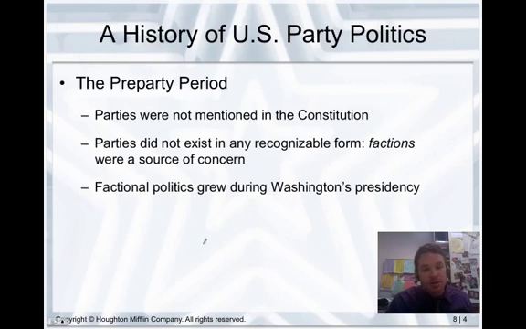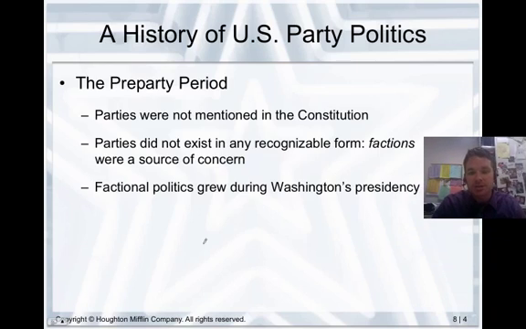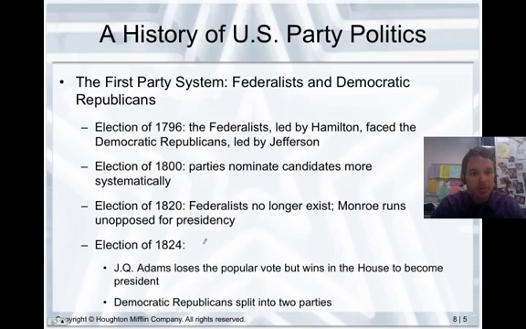Parties were not discussed in the Constitution. In the Federalist Papers, they talk about factions, and the concern that they could have a negative impact on the government. These factions grew during Washington's presidency and eventually became political parties.